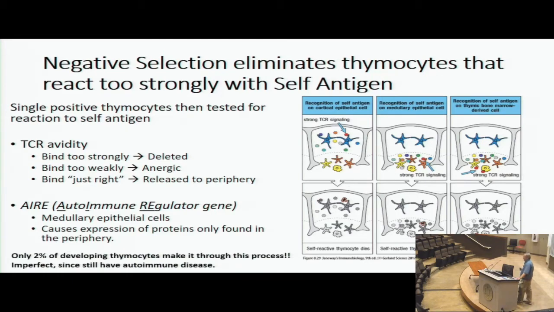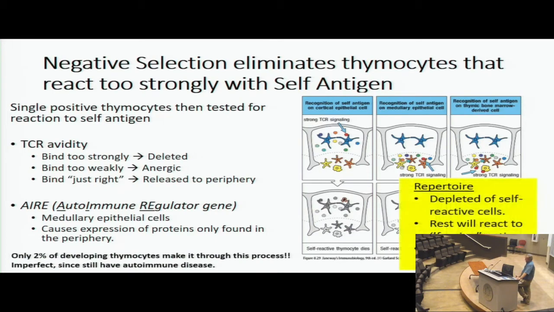It's not a perfect system. The idea is obviously you want to remove all of the autoreactive T cells so that the ones that are left behind and escape, those are the ones that will recognize other antigens, you know, including hopefully antigens from pathogens. It's an imperfect process because we still have autoimmune disease, and so there's obviously some mechanisms that are failing in those diseases. But I guess the take home is that the repertoire that's released into the periphery is depleted of self-reactive cells. The remaining ones will react with foreign, and it also means that those T cells are called self-MHC restricted.